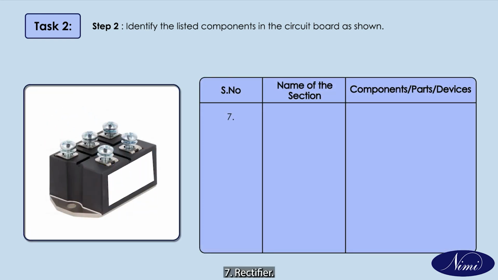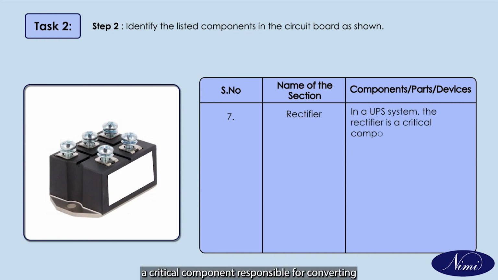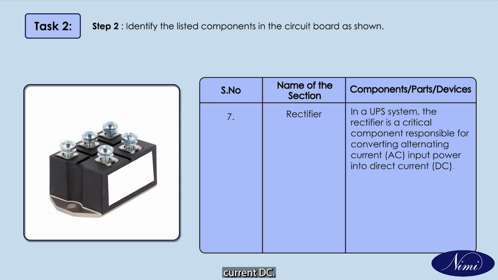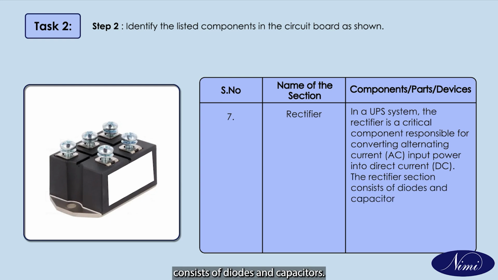Number 7. Rectifier. In a UPS system, the rectifier is a critical component responsible for converting alternating current, AC, input power into direct current, DC. The rectifier section consists of diodes and capacitors.